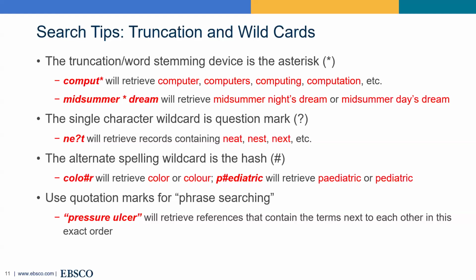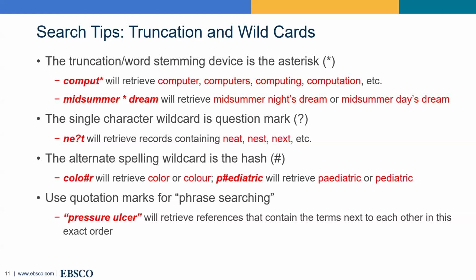The single character wildcard is the question mark. If I were to enter NE question mark T, the system is going to look for any words that are made up of the letters N, E, any other letter, and T. So it will retrieve words like neat, nest, next, and so on.